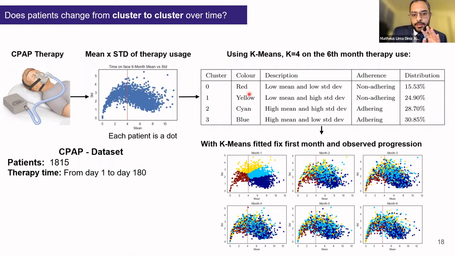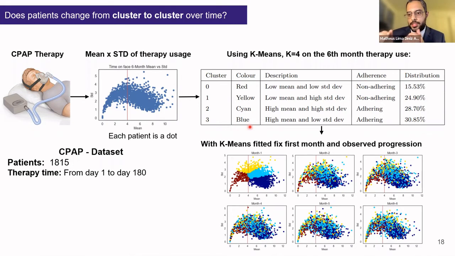We found the red clusters and the yellow clusters, which are the clusters that we don't like because they have low therapy use. And in the case of yellow, they also have high standard deviation. And then we have the cyan and the blue clusters, which are the clusters that we like because they have high therapy use. And we really like the blue one because they have high therapy use and low standard deviation.